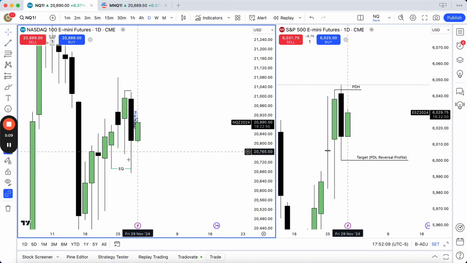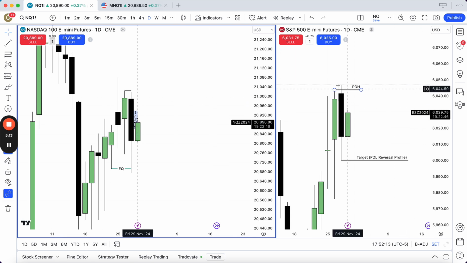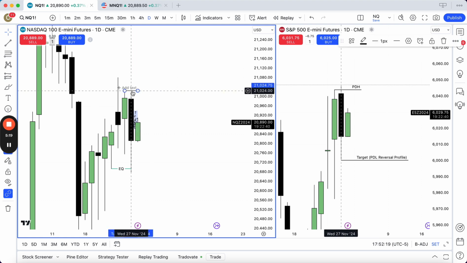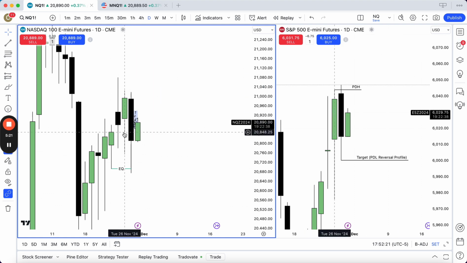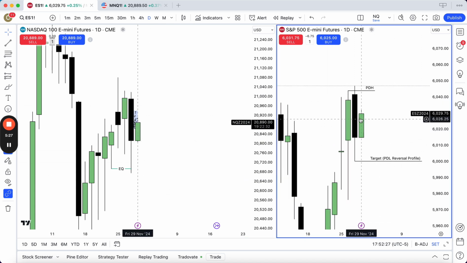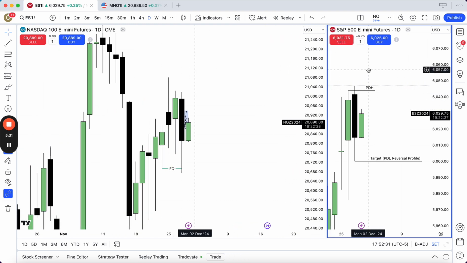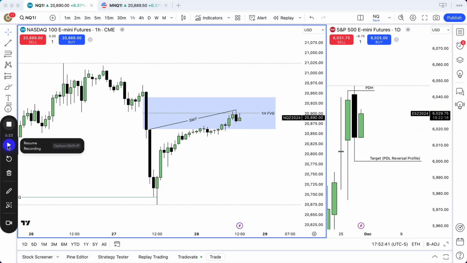So this is where you're going to have to start using both of these assets to determine your bias, because this happens a lot in which NQ won't sweep a high or sweep a low, and then it will go down, and you'll have no idea why. But then you go ahead and check ES, and it turns out that ES actually swept that high or that low. And that's just a great way to use SMT to your advantage.